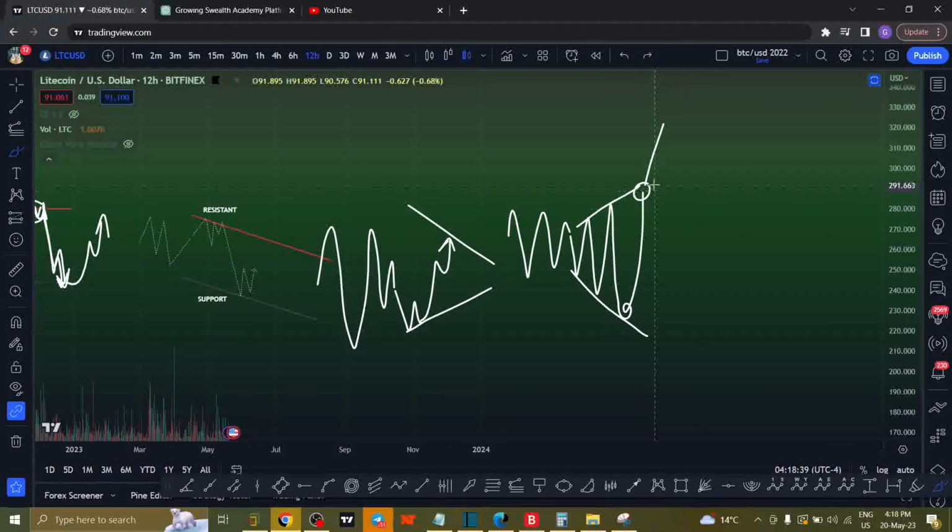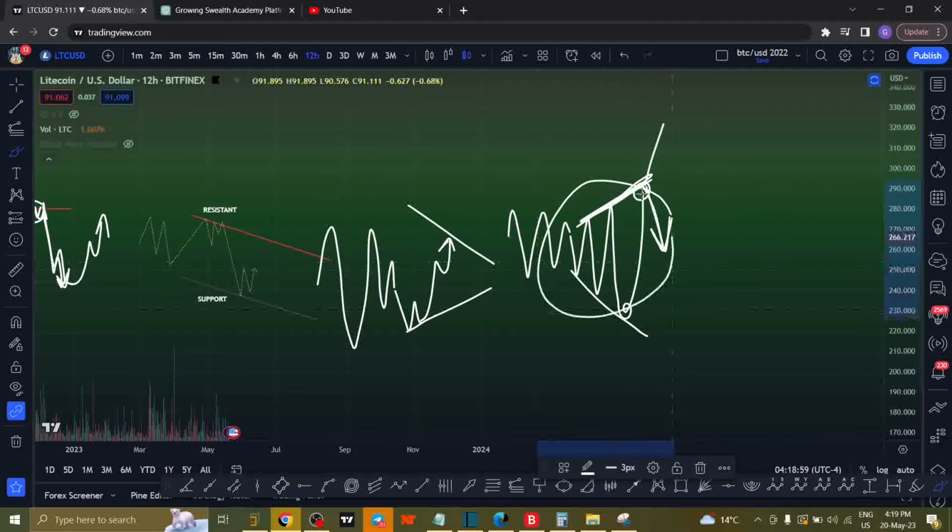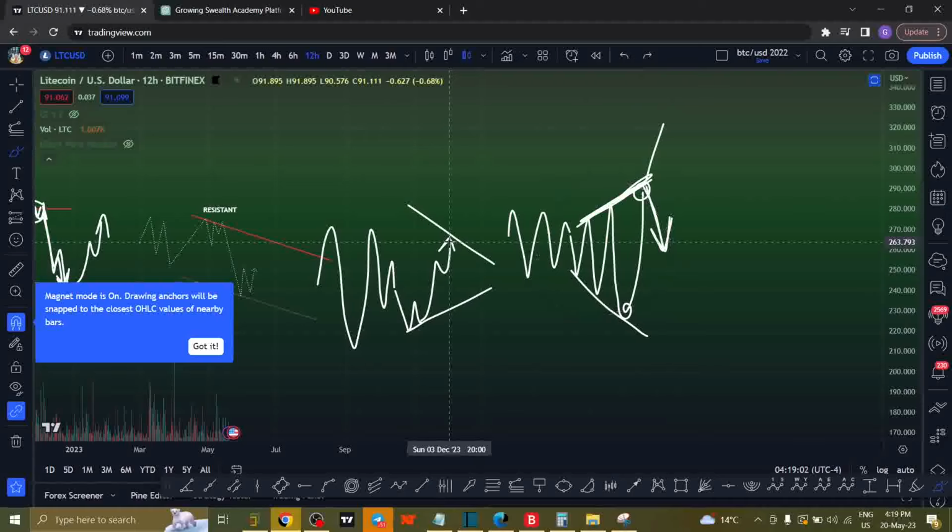So if you answered down, you're 100% correct. This is a resistance level. Therefore, this is where the majority of investors are going to be taking their profits. Therefore, price action will act as a reversal to the downside. So very simple, pretty straightforward.